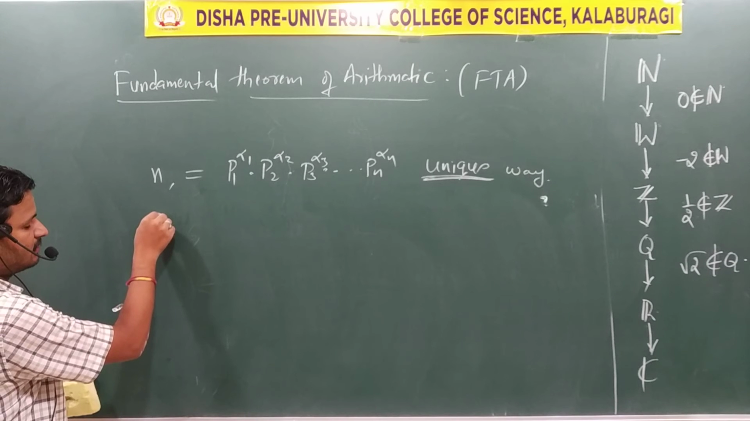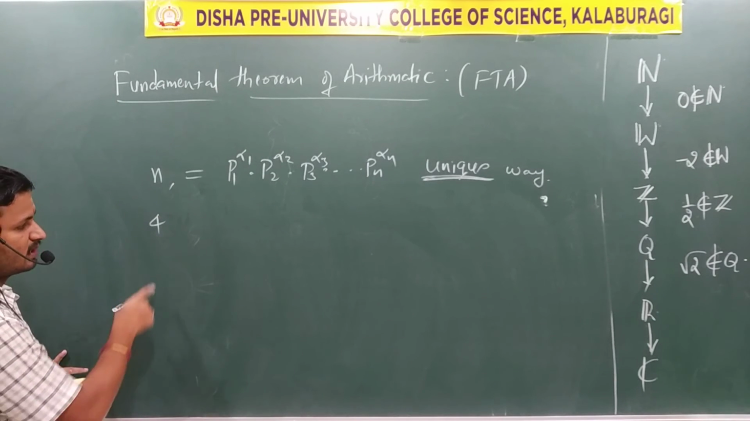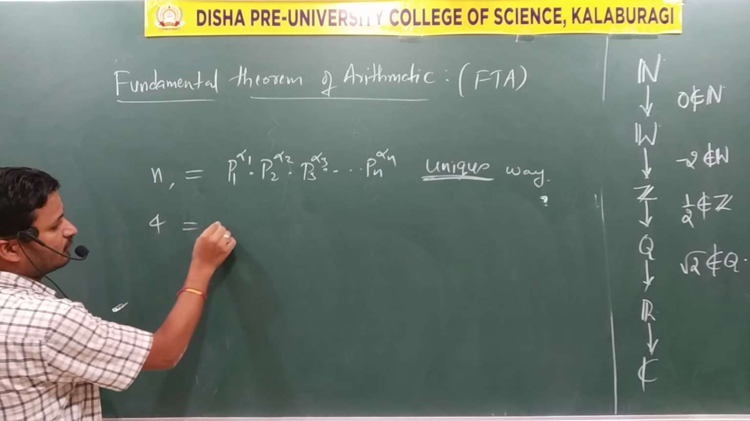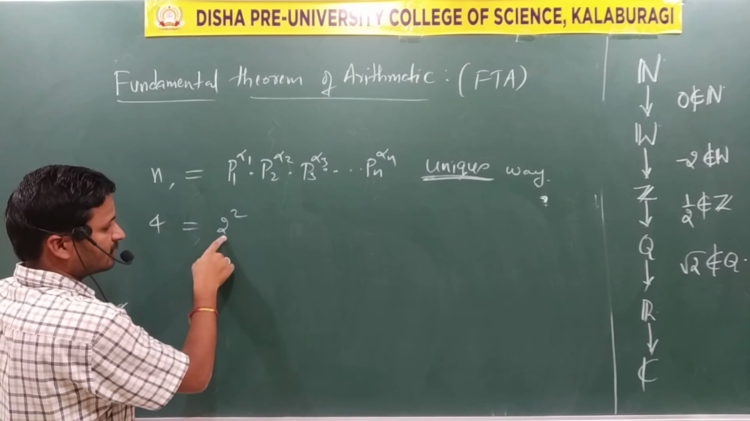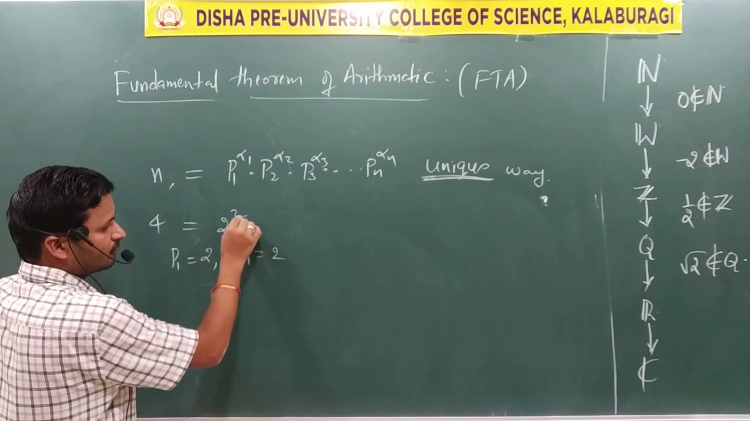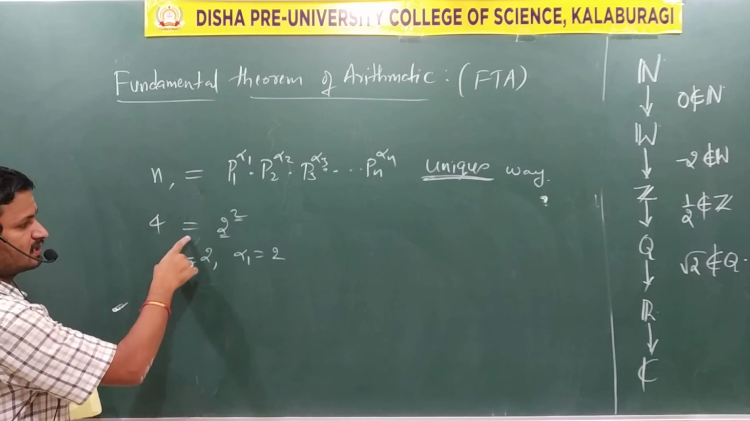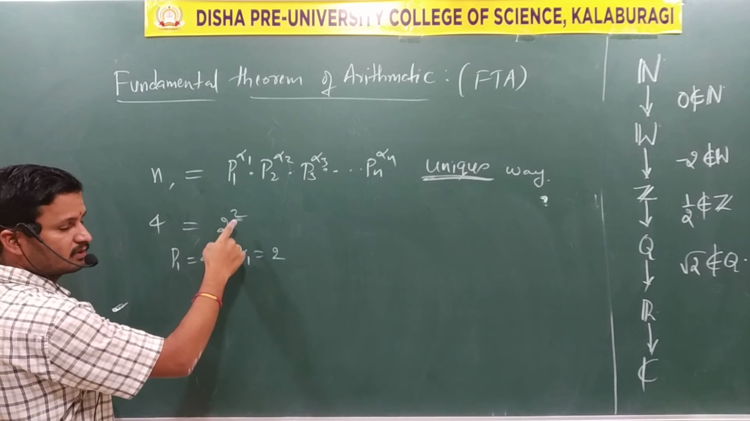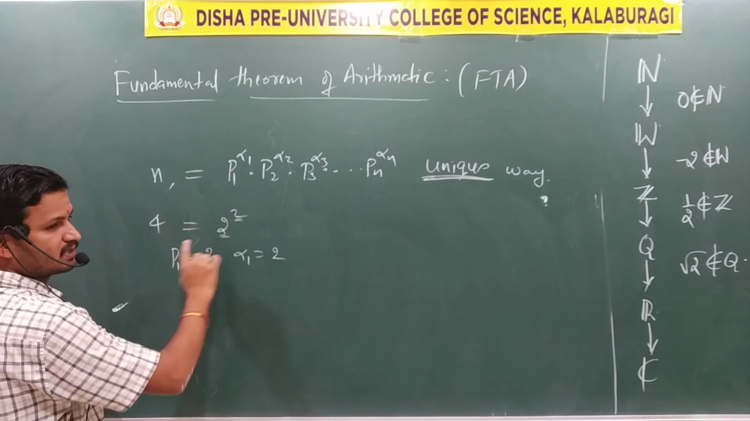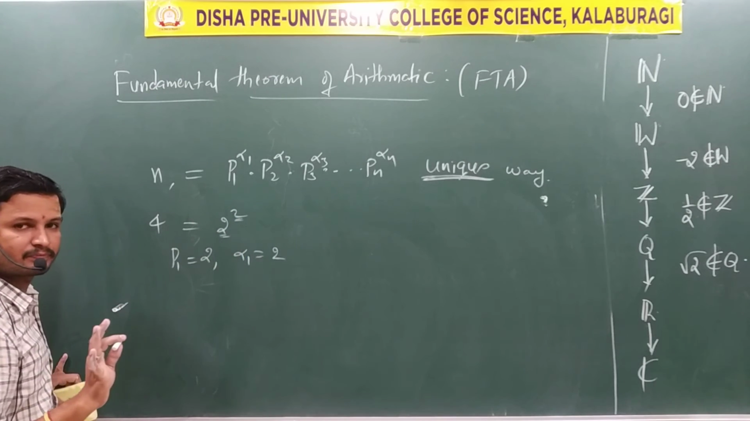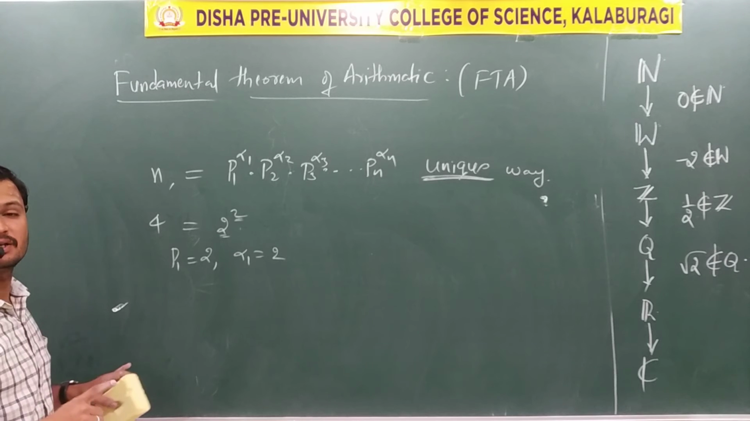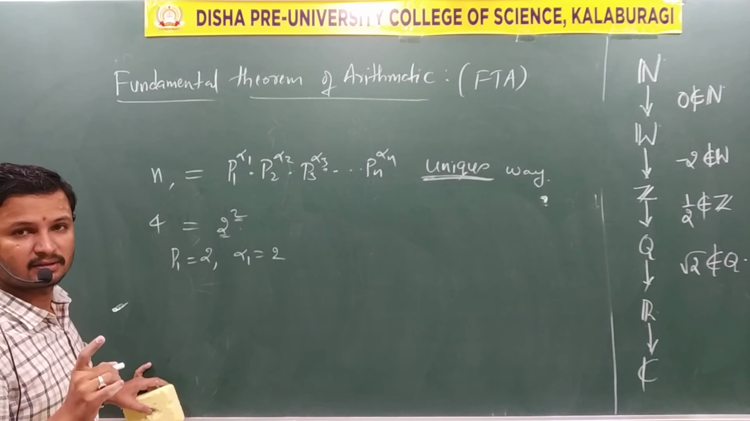Suppose I take the number 4. How to express this number 4 as a product of prime powers? I will write this 4 as 2 square. So here p1 is 2, alpha 1 is 2. Is it right? So 4 can be expressed as a product of prime powers, or just a prime power. Next, it is the only one way.